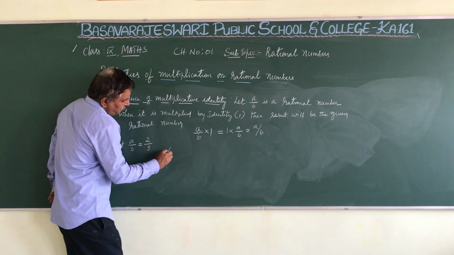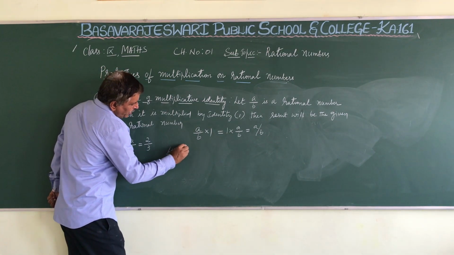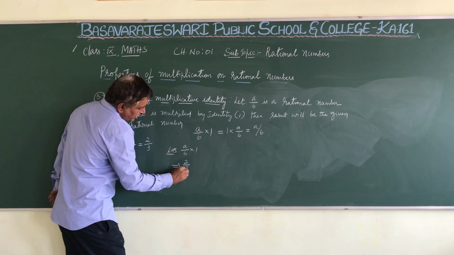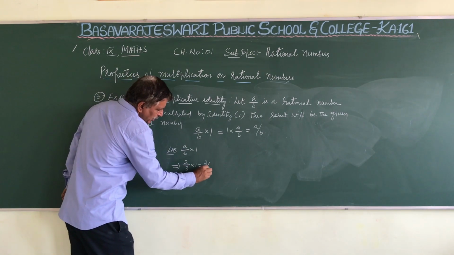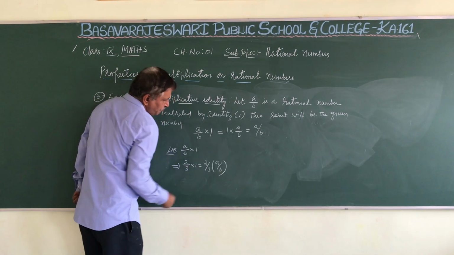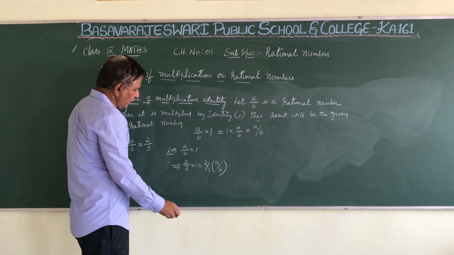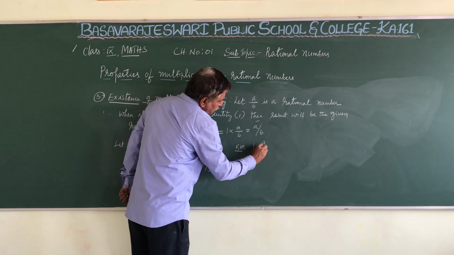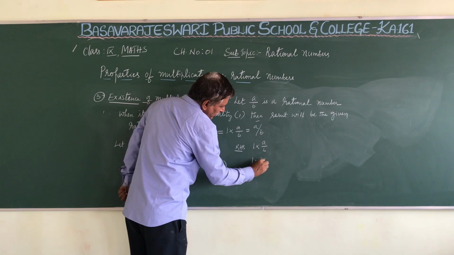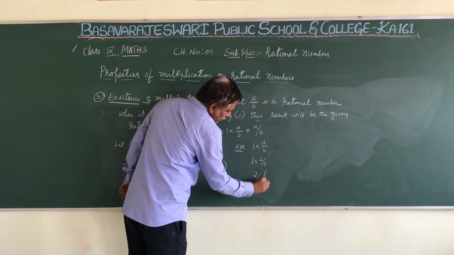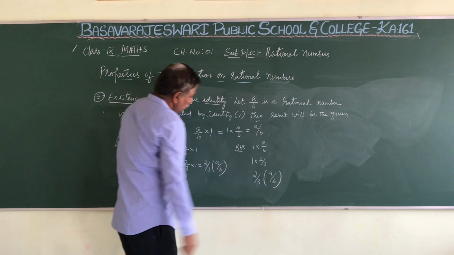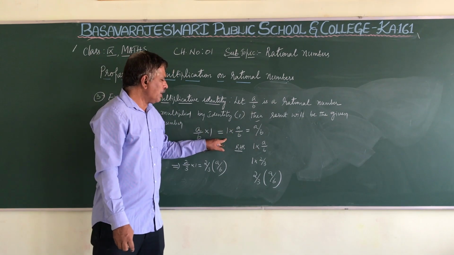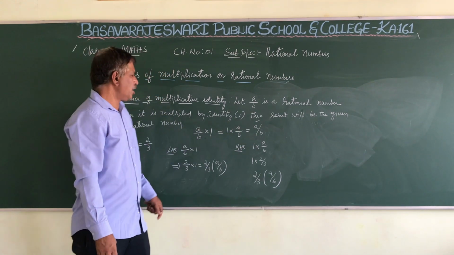Then what happens? Left hand side, A by B into 1. So if I multiply 2 by 3 into 1, I will get 2 by 3. This is nothing but A by B only. Similarly, on the right hand side, 1 into A by B, that is 1 into 2 by 3. If I multiply, I will get 2 by 3, which is nothing but A by B only. So very clearly, A by B into 1, or 1 into A by B, is equal to A by B only.